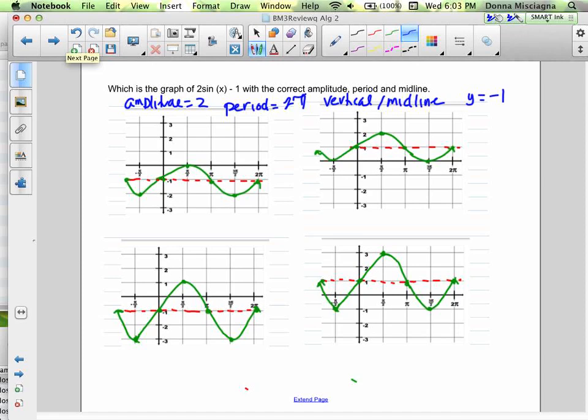Right? So let's take a look at our graphs. We want one that has a midline of y equals -1. Well, 2 of them do, right? This graph here and this graph here have the midline at y equals -1. The other 2 have the wrong midline, so we can ignore them. All right, so now we're looking for one that has the correct amplitude. We need an amplitude of 2. Let's take a look at both graphs.